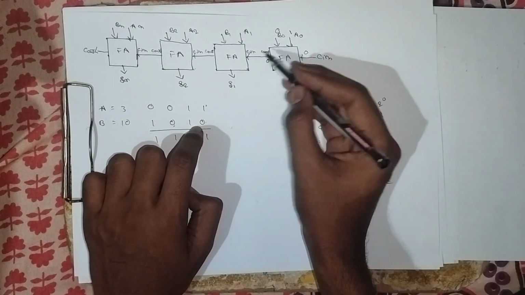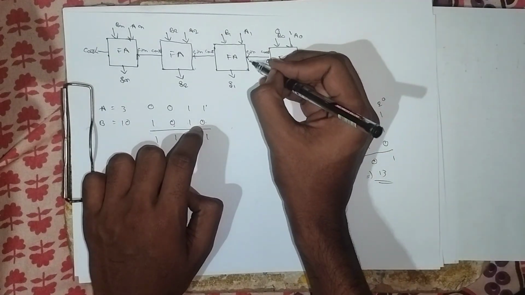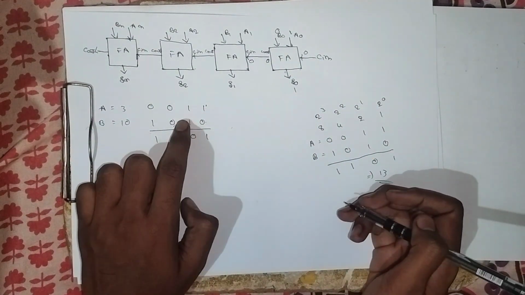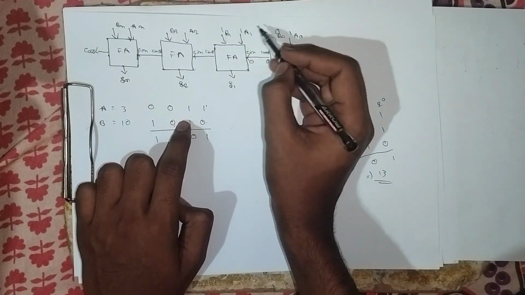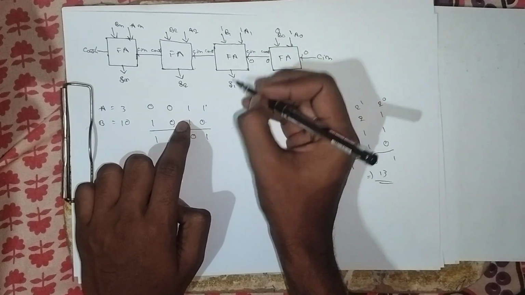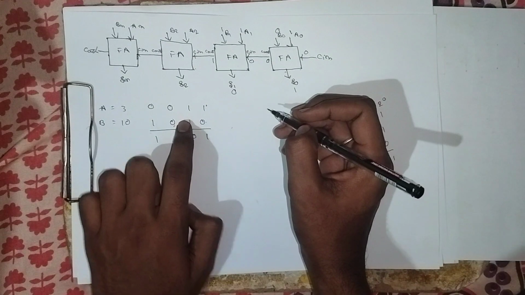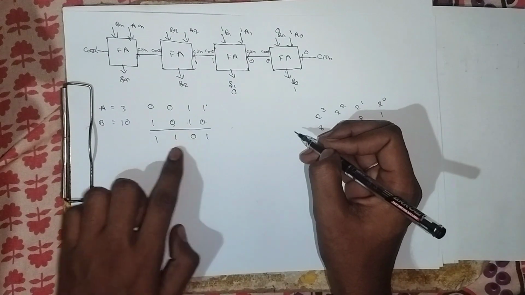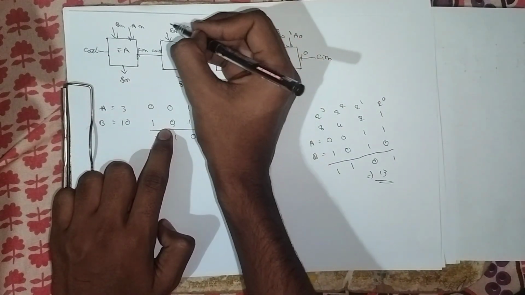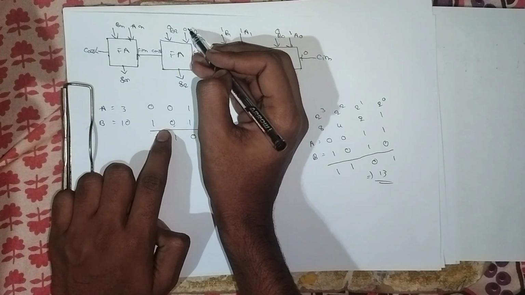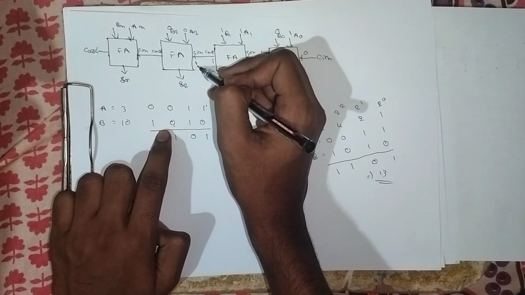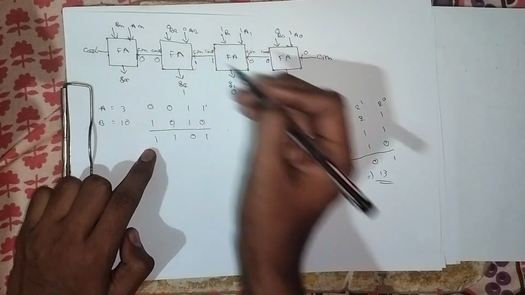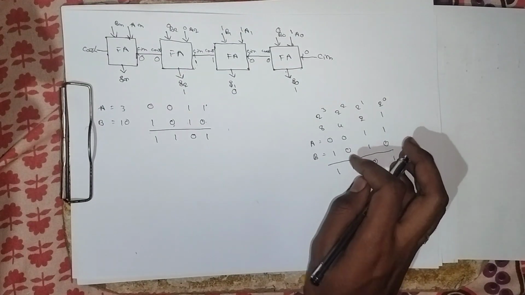This carry out is carried to the next full adder, so in this full adder the carry in becomes 0. We know that A1 is 1 and B1 is 1. When we add 1 and 1, the sum becomes 0 and the carry out becomes 1. This carry out is passed to the next full adder, where the carry in becomes 1. Here A2 and B2 are 0 and 0. When we add 0 plus 0 plus 1, it is 1 and the carry out becomes 0. This carry out is passed to the next full adder, and its carry in becomes 0.